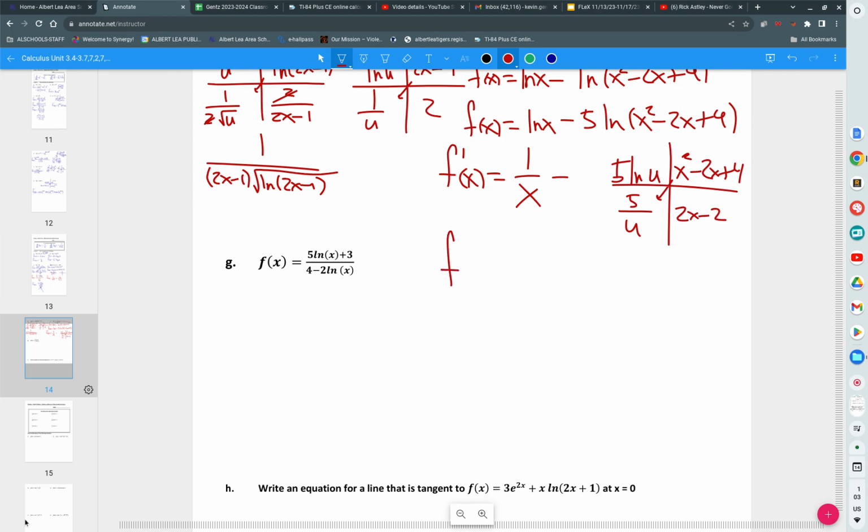So I would have f prime of x is equal to 1 over x minus, what's in the top? Thank you, Jojo. Over x squared minus 2x plus 4. And that's it.